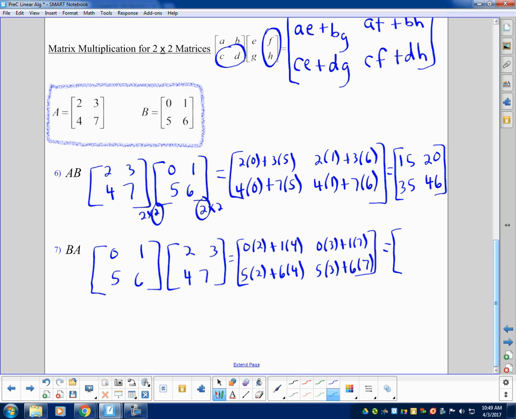The top left of this matrix, 0 plus 4 is 4. 0 plus 7 is 7. 10 and 24 is 34. 15 and 42 is 57. So a completely different matrix: 4, 7, 34, 57.